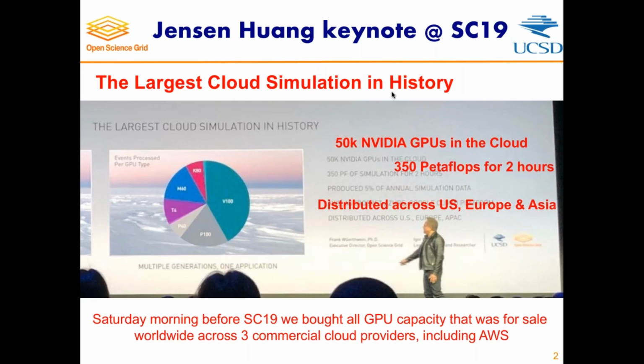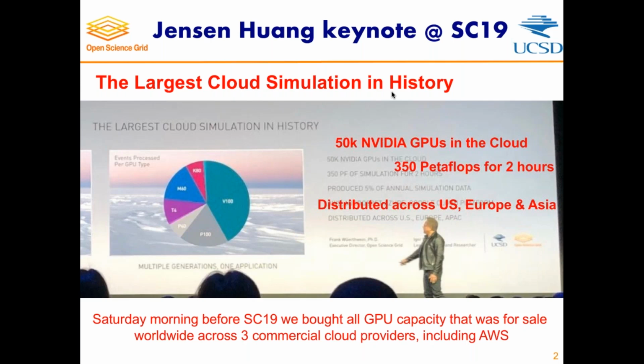We did this cloud burst Saturday morning before Supercomputing 19, and on that Saturday we bought all GPU capacity that was for sale worldwide across 3 commercial cloud providers, including AWS. And we were lucky that we got a hell of a lot of publicity because Jensen Huang picked it up into his keynote at SC19, which was Monday evening. And this is the slide that he talked to for a few minutes.